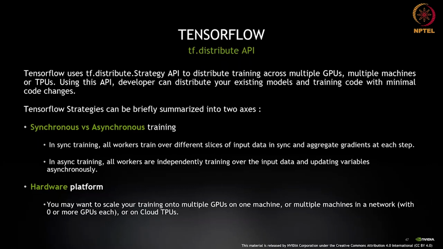TensorFlow uses an API called the Distribute API. In this Distribute API, you can choose different things, and there are different strategies. You can choose synchronous communication or asynchronous communication. You can also choose the platform. It can run on multiple types of distribution: you can run it on pure CPU nodes, or on Google TPU, or on the GPU.